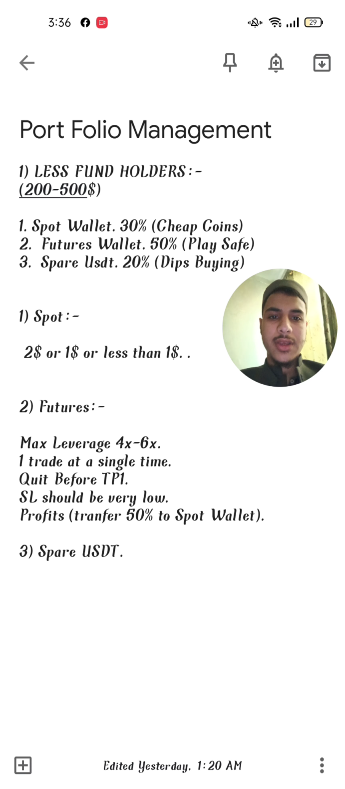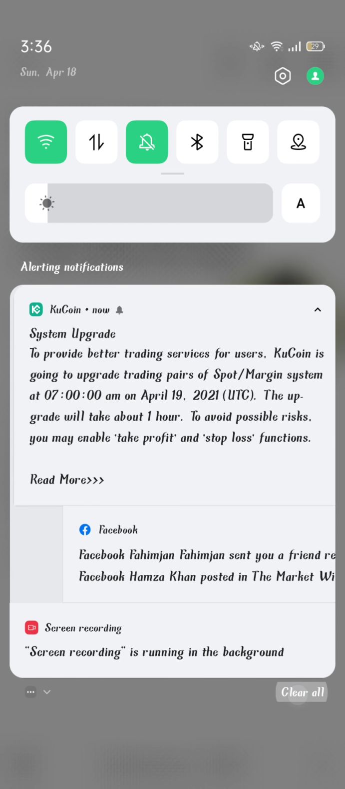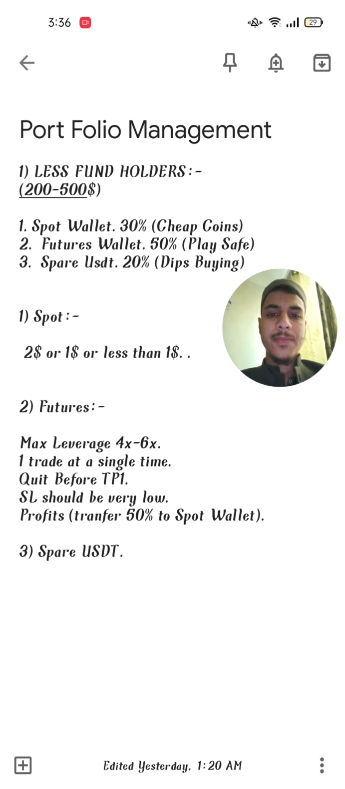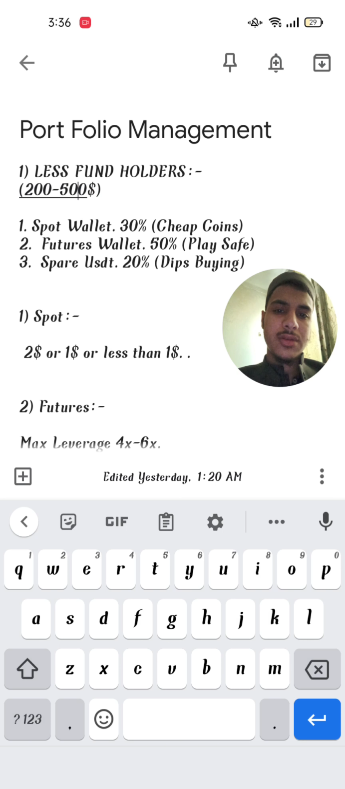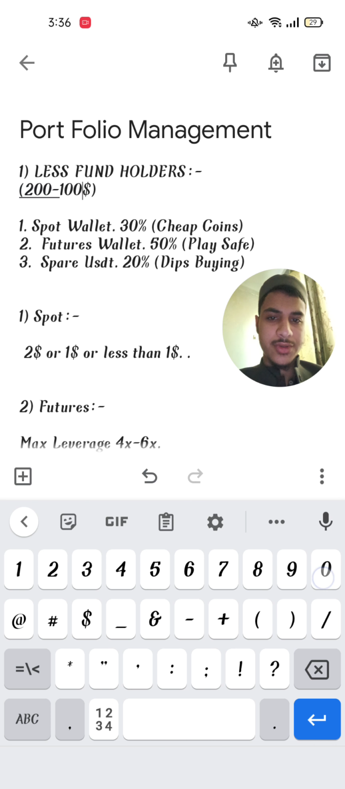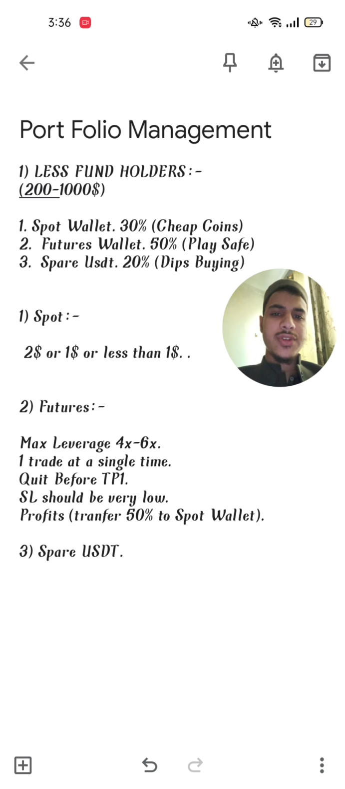Portfolio management, as I've said, has two types of portfolio fund holders. Number one are those who have very little funds in their account, and number two, those who have huge funds in their account. This video is for those who have less funds in their account, for example a person having 200 to 1000 USDT. So this comes into the lower fund holders category.